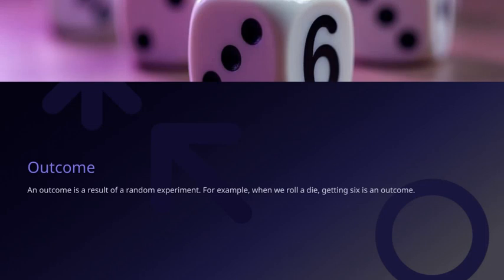An outcome is essentially a result of a random experiment. For example, if we think about rolling a die, the specific number that comes up, say, a 6, is what we call an outcome. The key point here is that outcomes are the possible results that can happen when we perform a random experiment. And understanding outcomes helps us analyze probabilities because it defines what we're actually measuring or predicting. So, in the context of probability, focusing on outcomes allows us to clearly identify what we're looking at when we consider different possible results and their likelihoods.